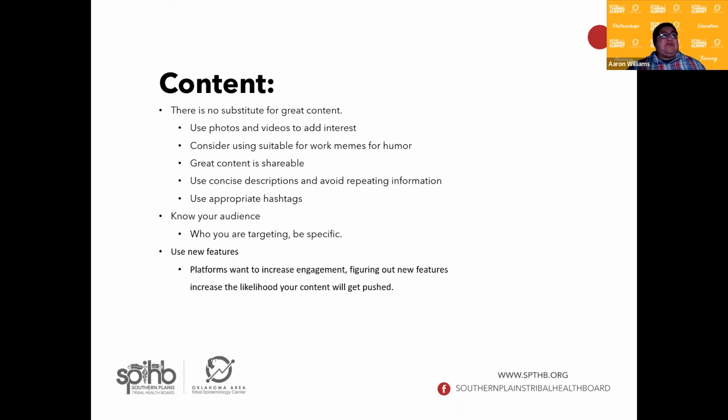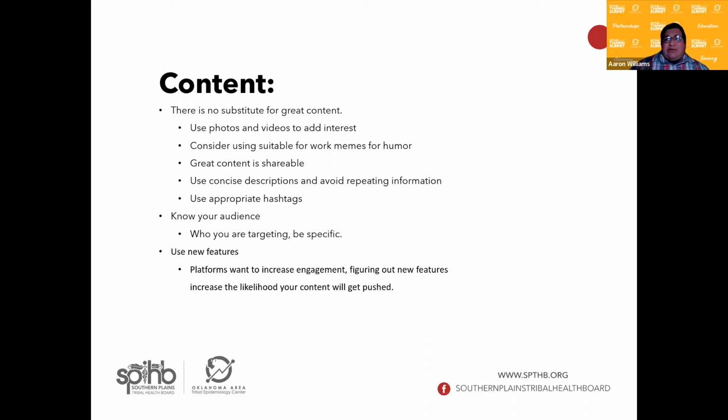Use concise descriptions and avoid repeating information. A lot of times we'll have a photo like the powwow flyer with all the information on the flyer, then we'll repeat that information in the description. And that's just kind of a waste of space, because you can already see that information and you're just repeating it twice. When you could either have a simplified description and a link to the flyer, or have alternate information.